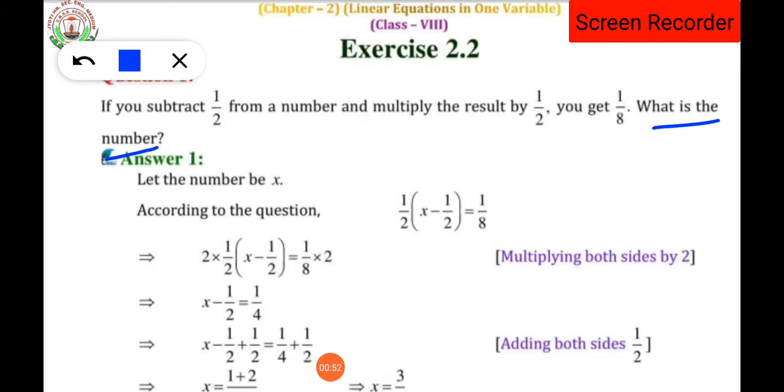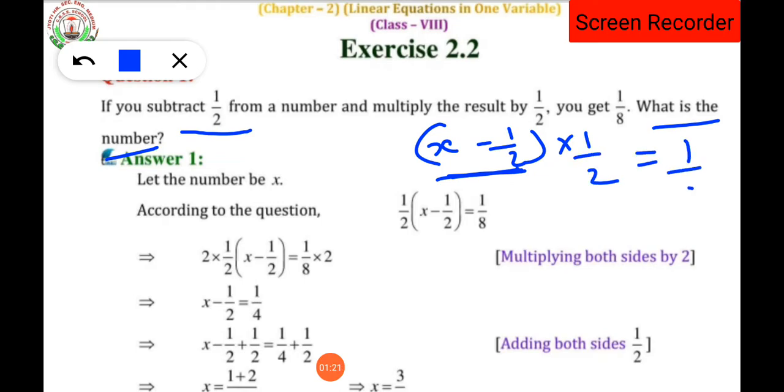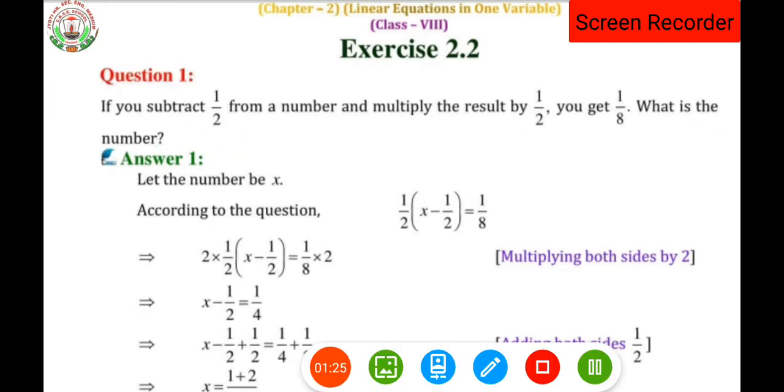That means that number we will consider as x. Clear? Let the number be x, which we have to find. According to the question, that number is subtracted with 1 by 2. So x minus 1 by 2 will be there. And the result of this, x minus 1 by 2, we get multiplied by 1 by 2 to get the answer 1 by 8. Understood the equation?